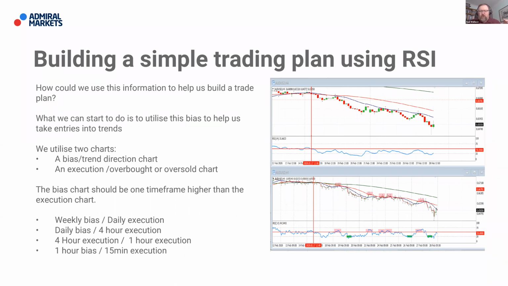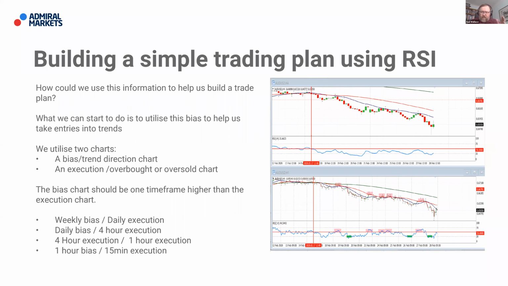For this, we're going to utilize two charts. You can still do it on one single chart, but if you have the opportunity to place two charts together, that makes it a little bit clearer and easier to use. We're going to have one chart, our top chart, which is our bias chart or our trend direction chart. That's the chart we look at to identify what, if any, direction or trend is in place. Then we'll have a second chart, which is for our execution. It's our trading chart, and this is where we will take interest in overbought and oversold readings on the chart.